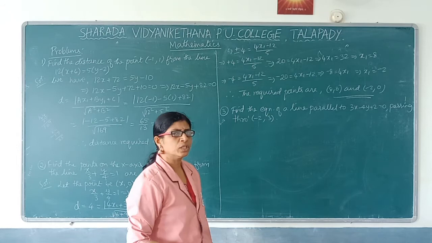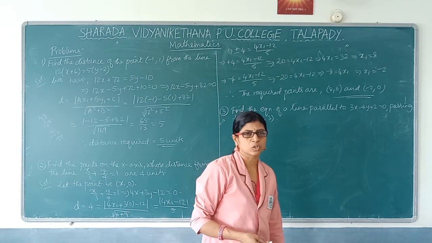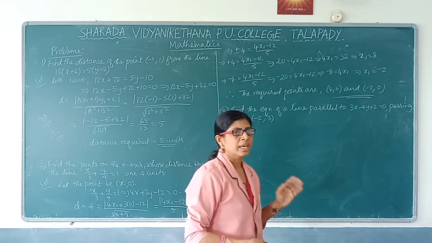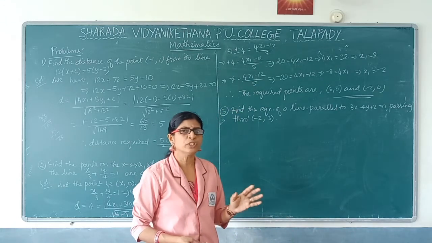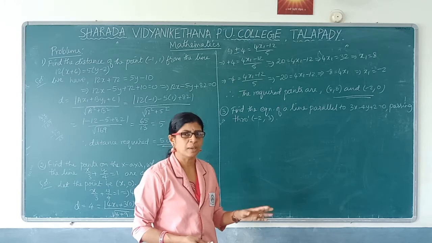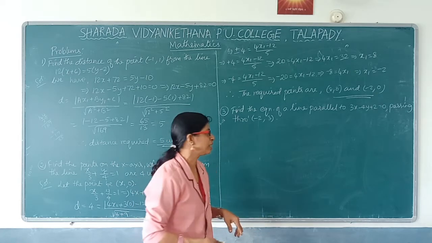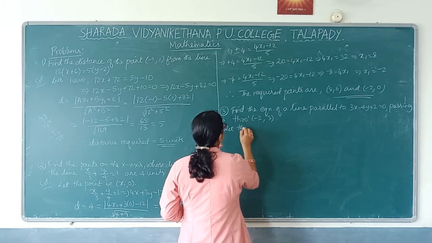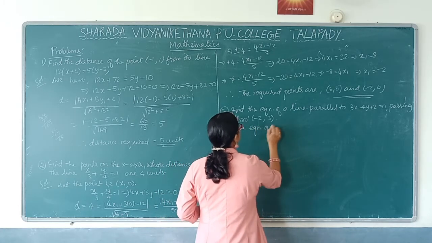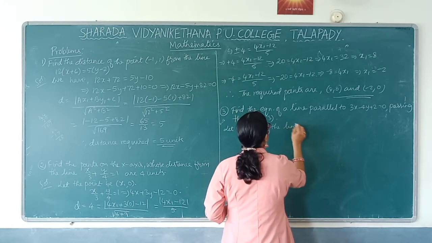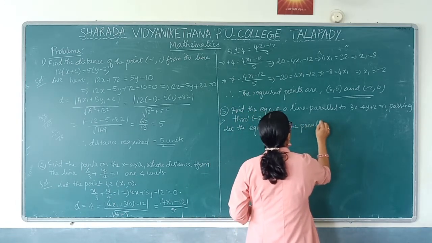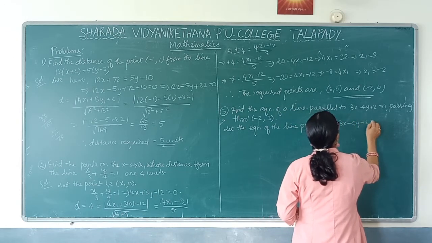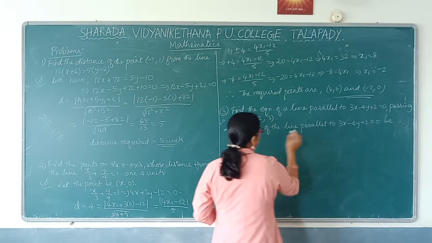Always, when you have an equation in the form ax plus by plus c is equal to 0, the parallel line is nothing but ax plus by plus k is equal to 0. The x and y coefficients will not change for parallel lines, they will be the same, only the constant term changes. Okay, so let the equation of the line parallel to 3x minus 4y plus 2 is equal to 0 be, we will only change the constant term.